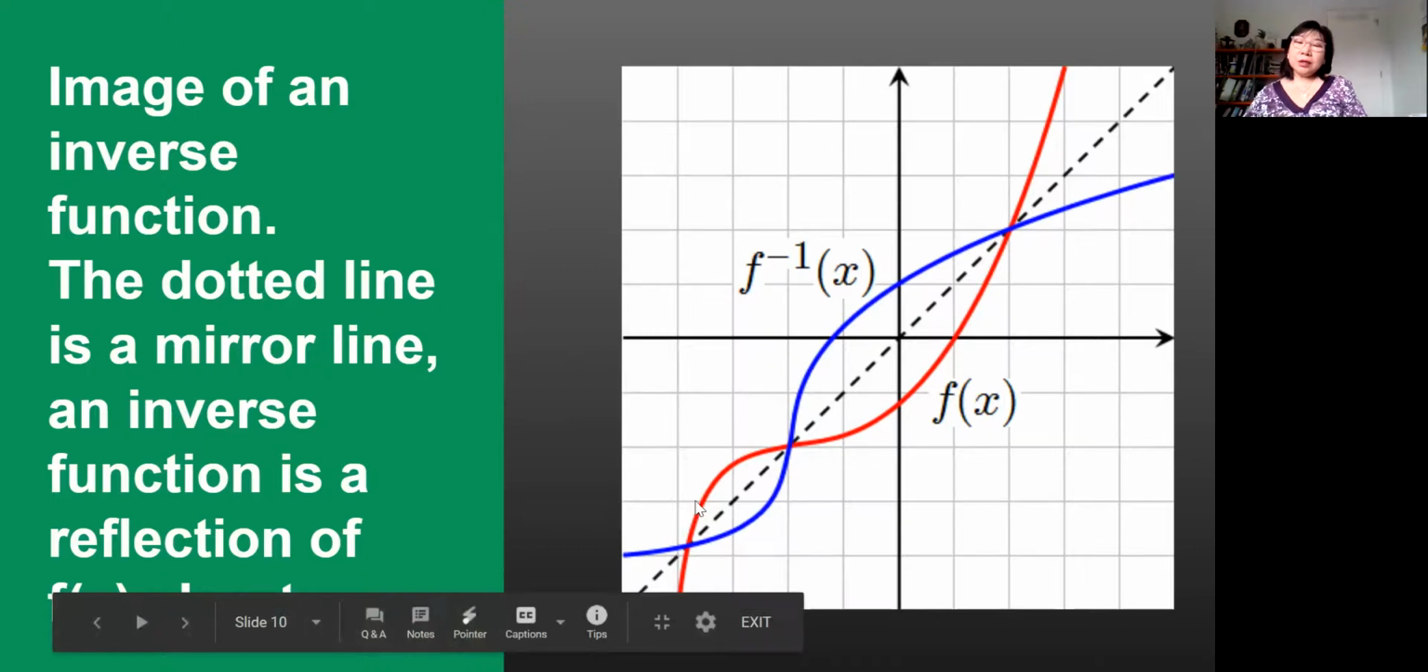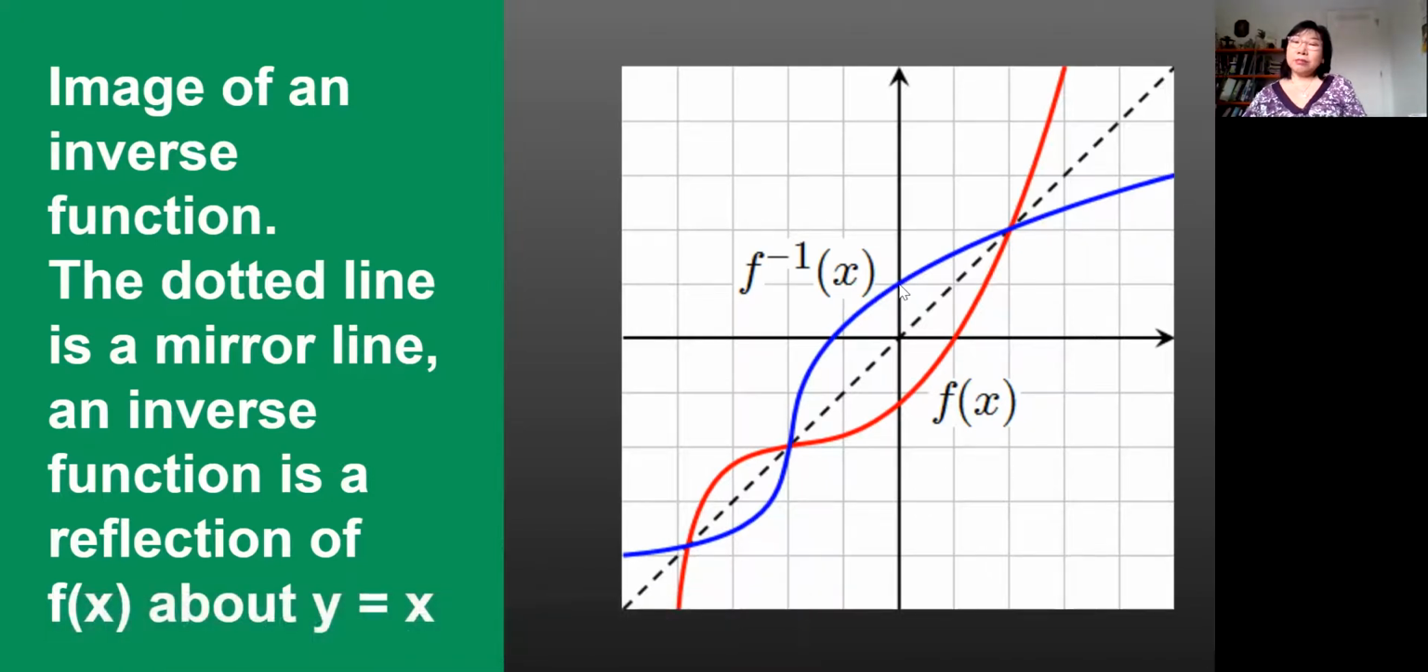Now let's examine another point. Let me pick any point here. Let's say I pick the y-intercept of the blue shape, and this y-intercept is 1. When it changes to the inverse, this becomes the x-intercept. So the y-intercept here, 1, will become 1 for the x-intercept right here. And if you draw a line, this line will be perpendicular, forming a 90-degree angle with this mirror line. And that's how we see what the inverse function looks like.